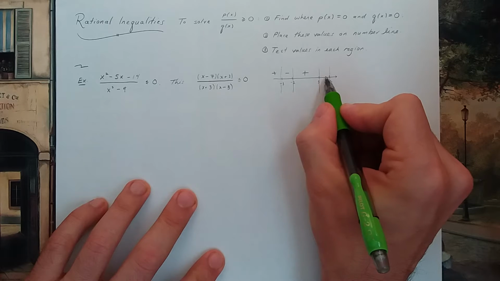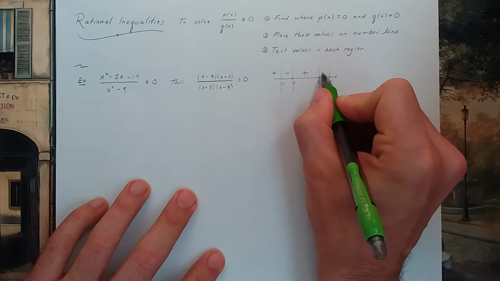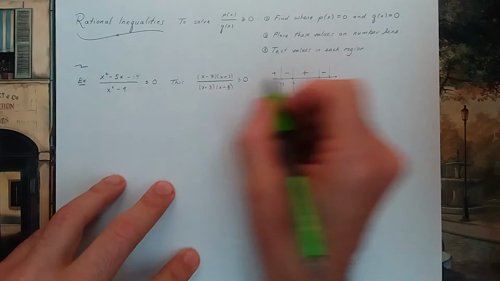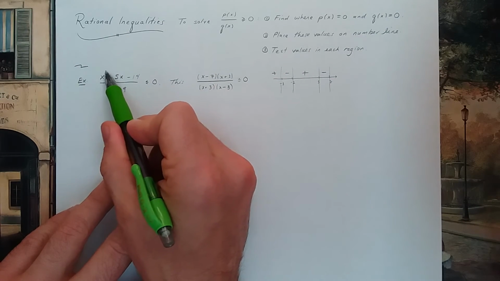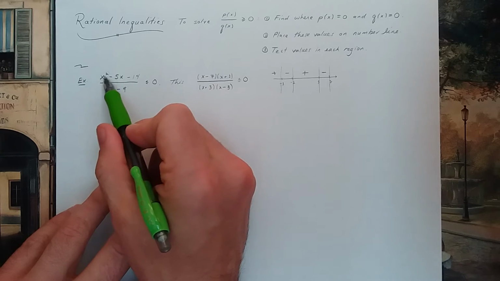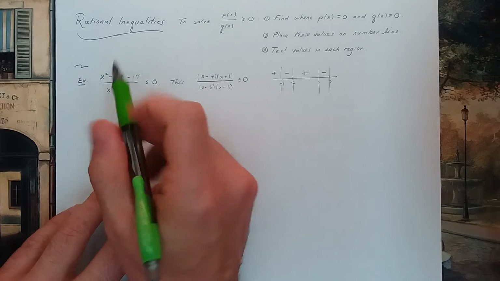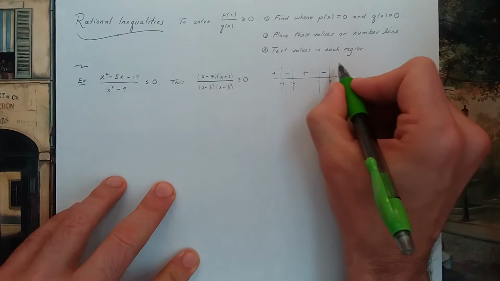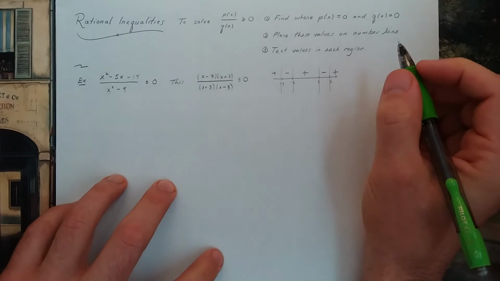You can plug in 4 or 5 to get a negative number, and then you can plug in a very, very big number to get a positive. If you plug in a very big number, x squared is positive on the bottom, x squared is positive on the top. The smaller terms don't affect things for large values of x as much as the x squared does. So anyway, this is positive.